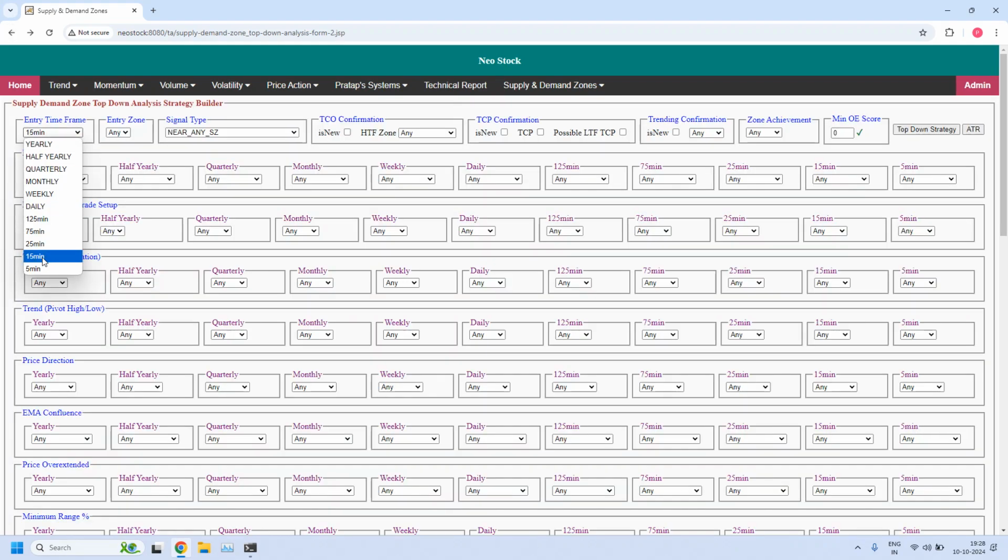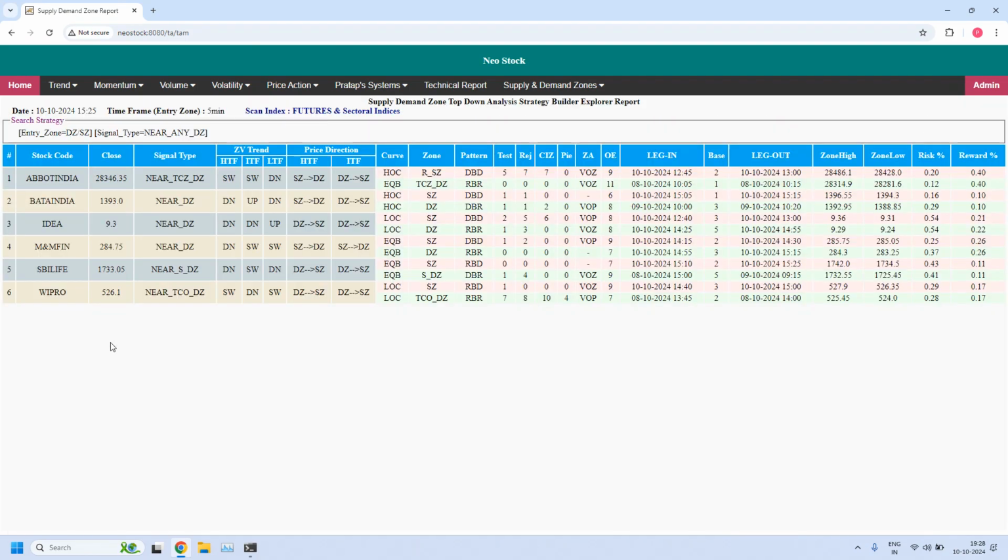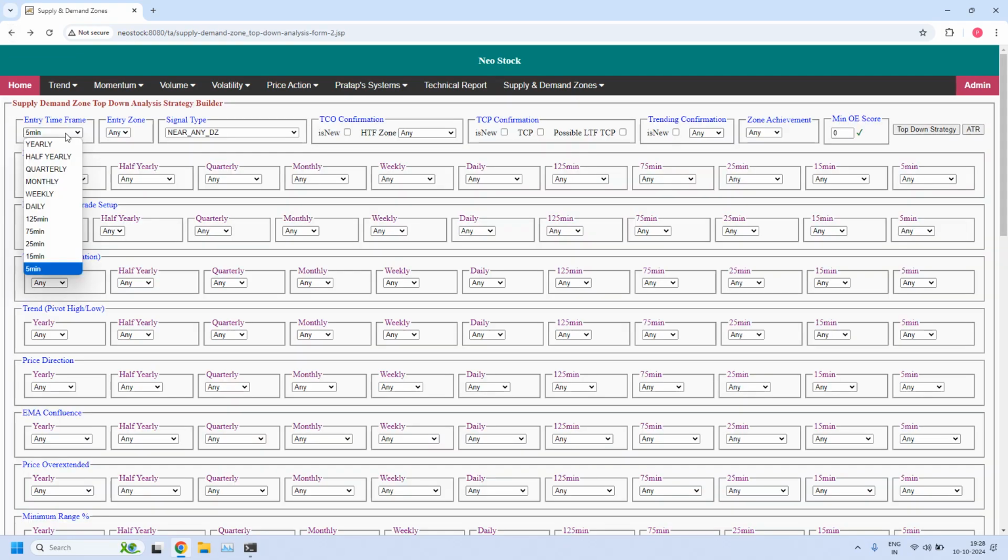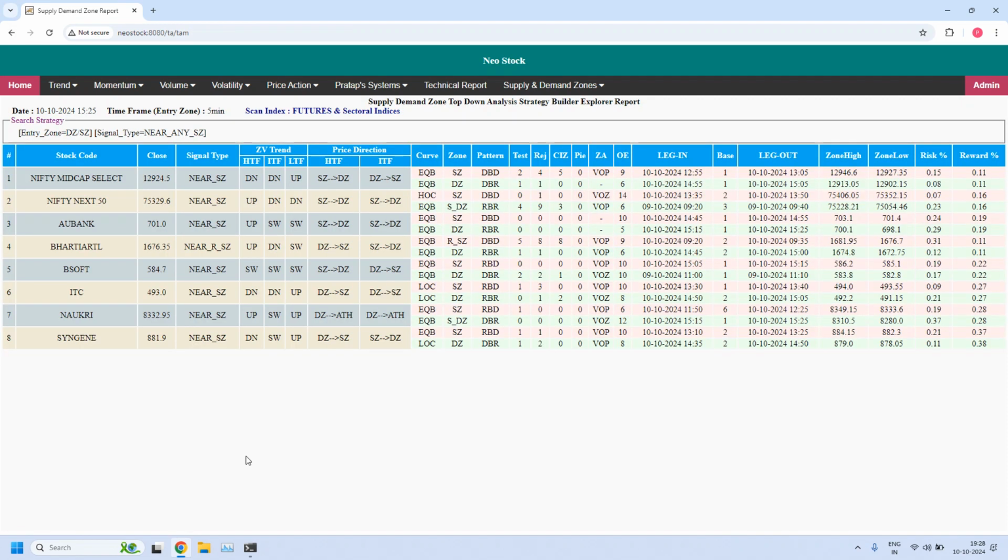Next, for the 5 minutes time frame, stocks near demand zone. Next, 5 minutes time frame, stocks near 5 minutes supply zone. These are the stocks near demand and supply zones.